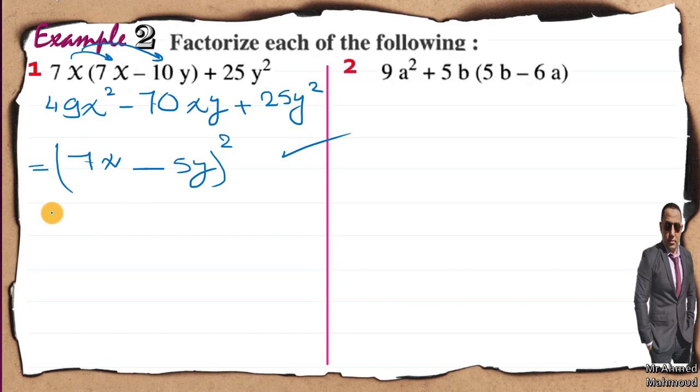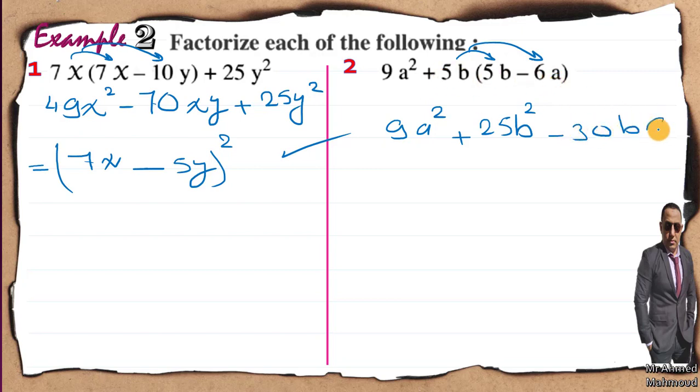Next. 9a power of 2 plus 5b times this bracket. I'm going to expand the bracket by distributing 5b among the brackets. So 9a power of 2 plus 5 times 5 equals 25b power of 2. 5 times negative 6 equals negative 30. b times a equals ba. Okay. Here, this expression is not in order, because here I have a power of 2, and here I have a power 0, and here I have a power 1.